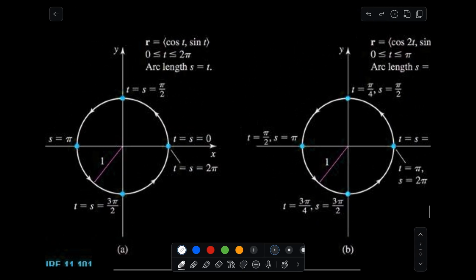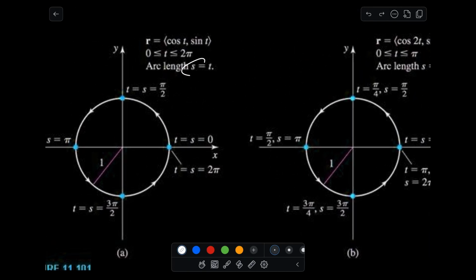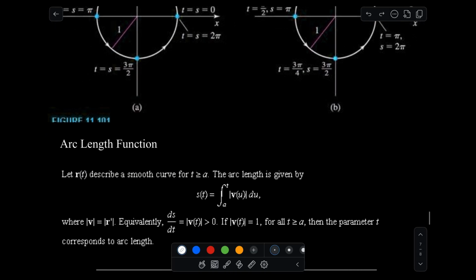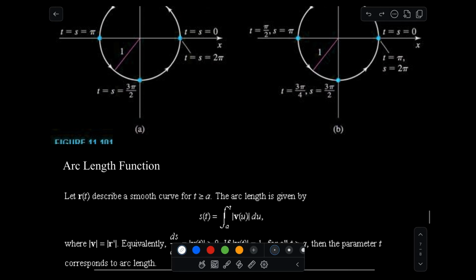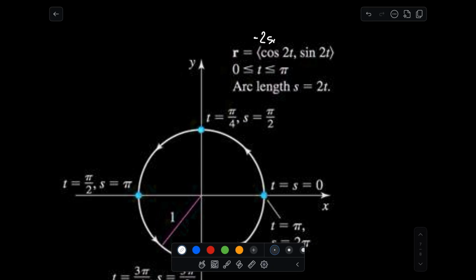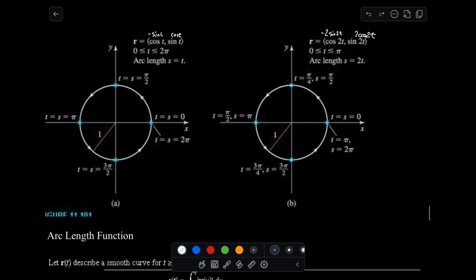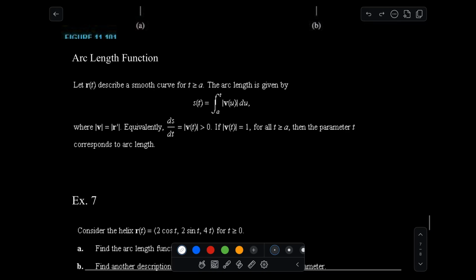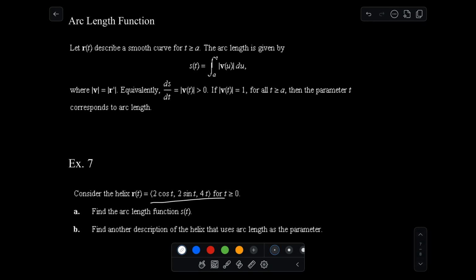And we're going to try and parameterize this in terms of the arc length, right? So the magnitude has to be 1 for it to correspond perfectly. And in this case, it does, because if you take the derivative of this, negative sine t, cosine t, square both of those, you're going to get 1. But if you take the derivative of this, it's going to be negative 2 sine 2t, 2 cosine 2t. You square both of those, you get 2, and that's the correlation there. So whatever the arc length is for any function, in this case, it's going to make sense for this.